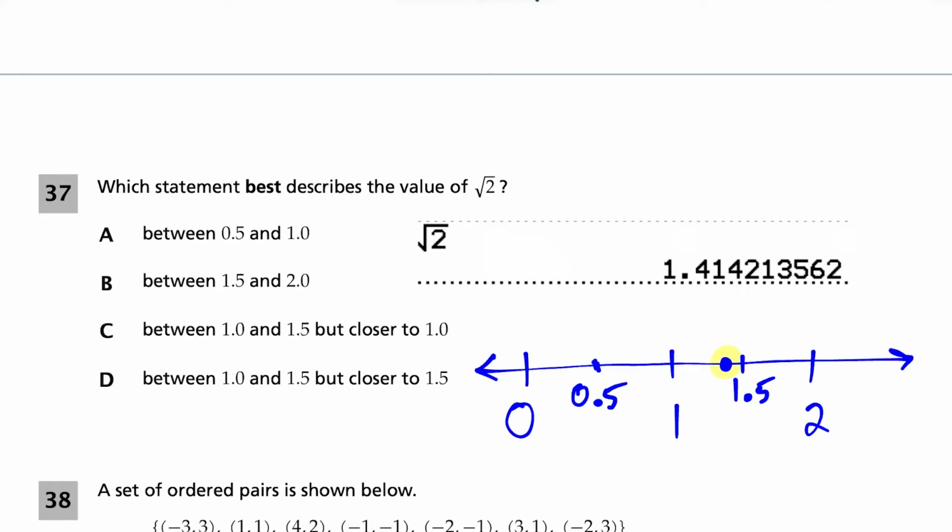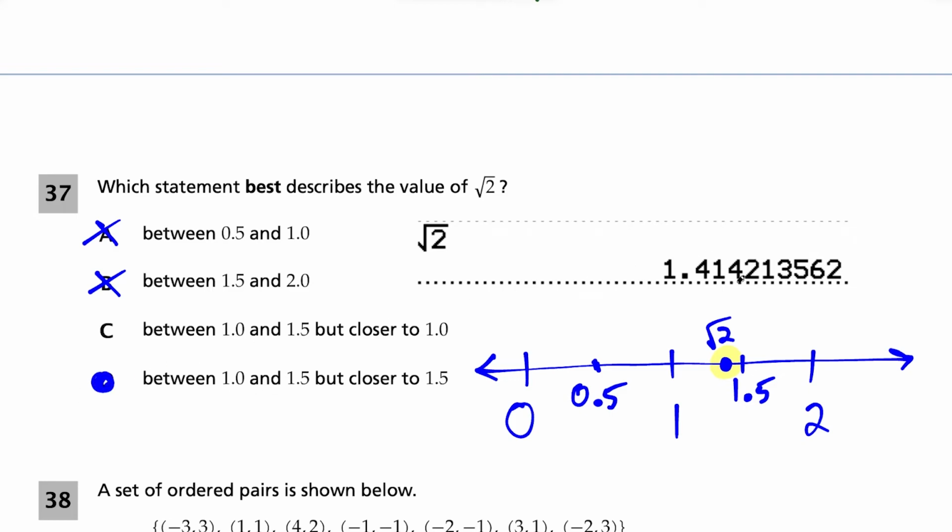So now we could go through the answer choices. A says the number is between 0.5 and 1. But if we look at this space over here, the number is definitely not here. So A is out. Between 1.5 and 2 is incorrect because 1.4, and this continuing decimal, is less than 1.5. So it's definitely not between these two. So B is out. And now notice that C and D start the same, between 1 and 1.5. But which number is this square root 2 closest to? Is it closer to 1.5 or is it closer to 1? It is definitely closer to 1.5.